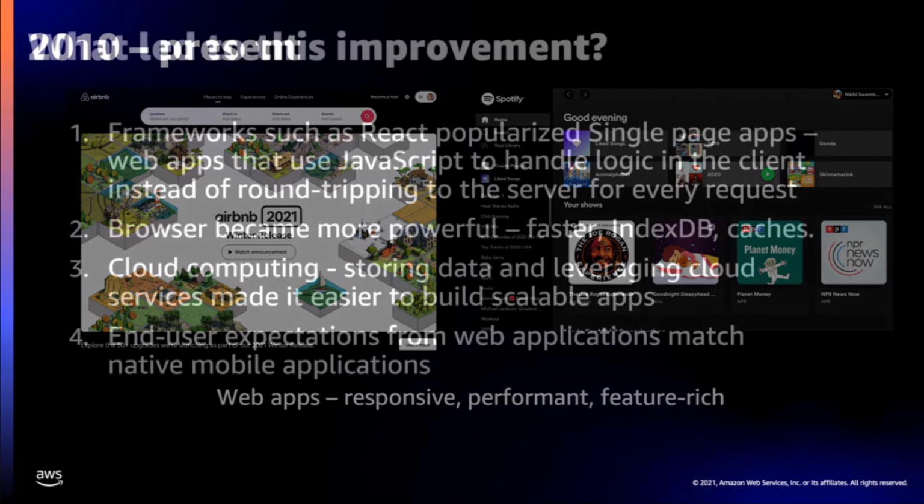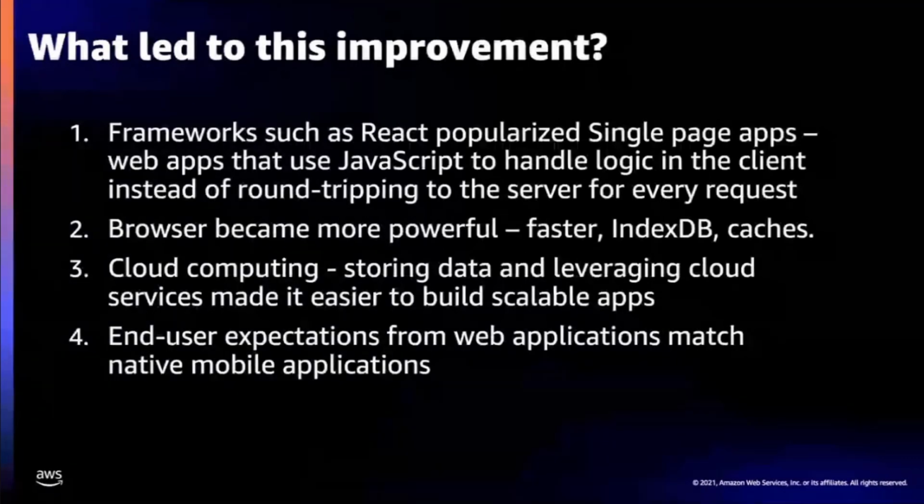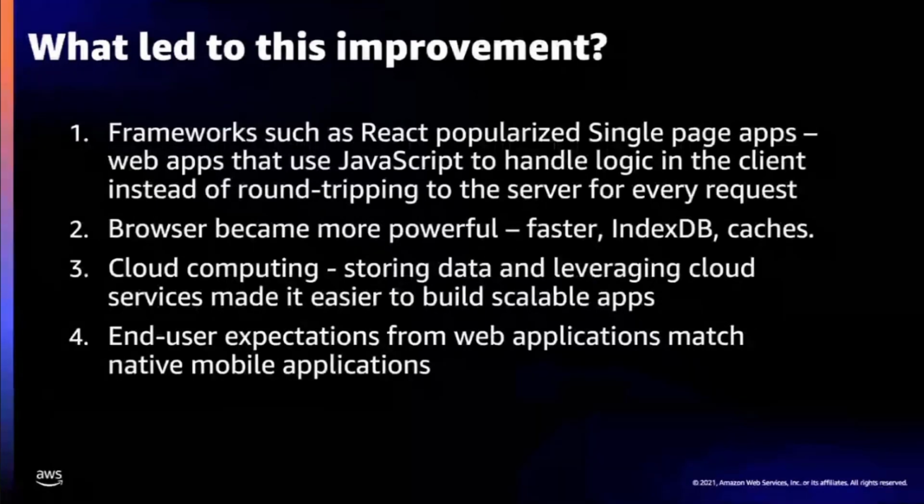Now, what has really led to this improvement of all of these front-end applications? One key part is that frameworks like React have really evolved, making it so much easier for developers to build client-side logic around their user interfaces, and they don't have to wait on a full round trip to the server to get the next level of UI that they want to surface to a customer. Also, browsers have become more powerful. We've got faster browsers than ever before. We have capabilities like IndexedDB and caches.